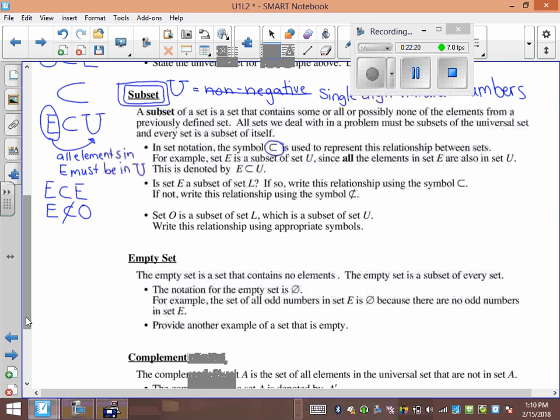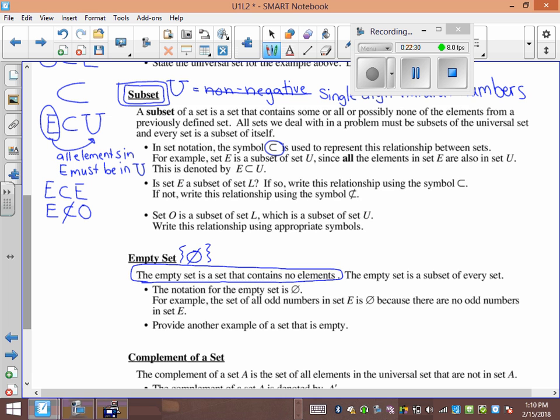Empty set. An empty set is a set that contains no elements. So in the set, you have no elements. It is empty.